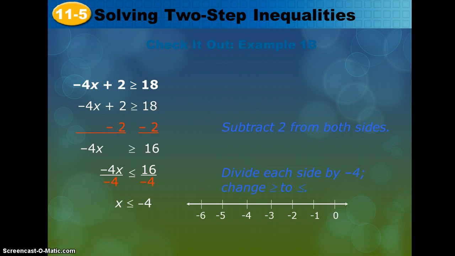And to graph that, put the number line down. Since x is less than or equal to negative 4, we put a solid circle on negative 4, and then we choose all numbers less than that, which means it would go to the left.